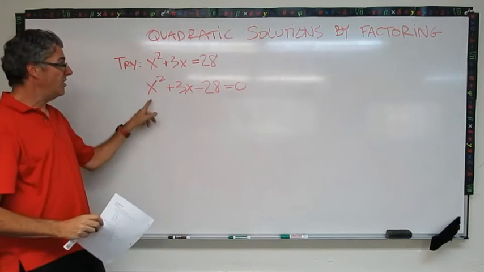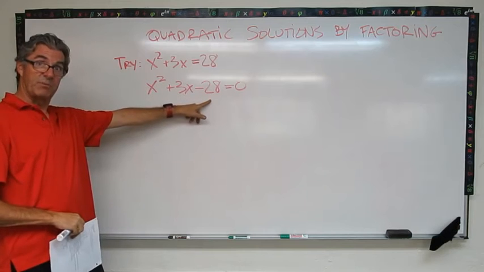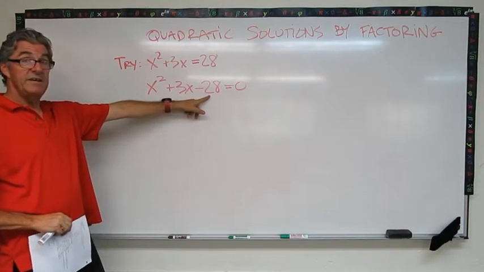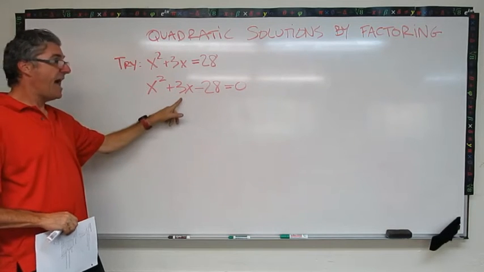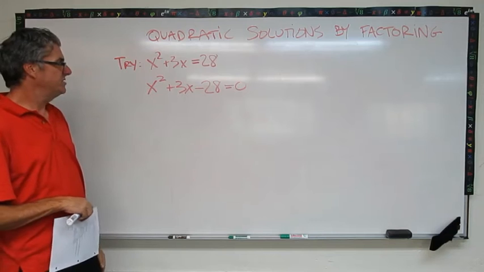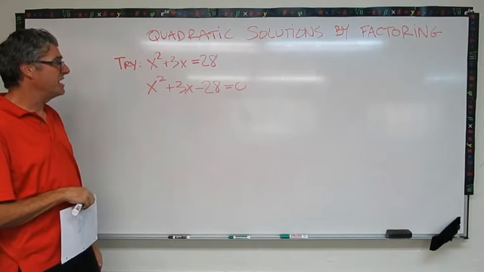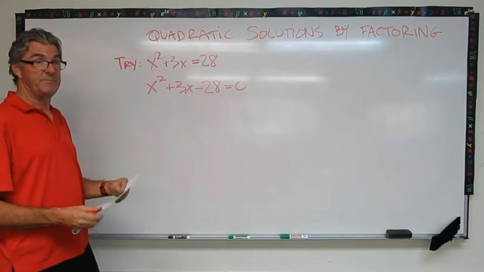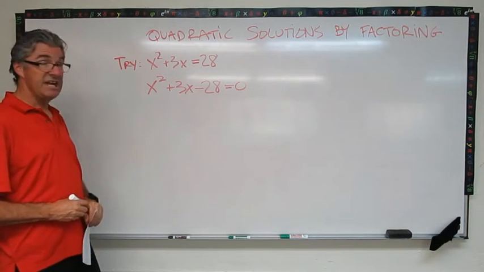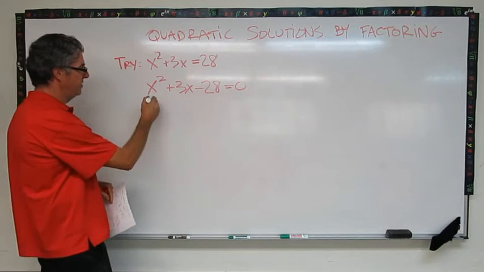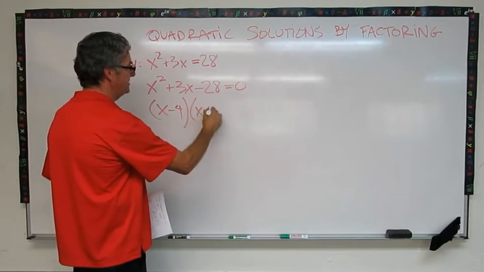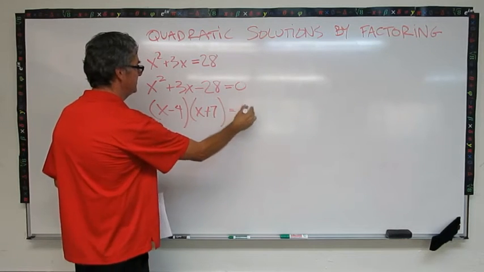If you recall this style of factoring problem, this is a product sum type. We want two numbers that multiply to negative 28 that add to positive 3. So think about that. What two numbers multiply to negative 28 and add to positive 3? It's positive 7 and negative 4. So we'll do x minus 4 times x plus 7 equals 0.